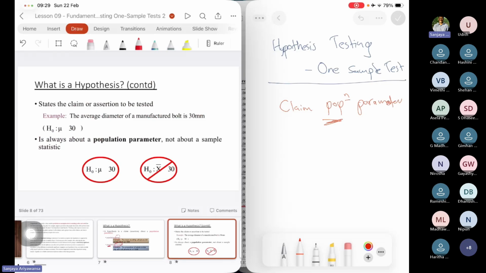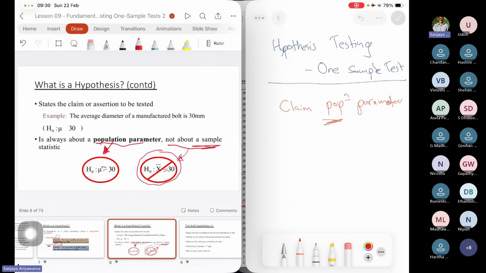So that's what I try to highlight here. It's very, very important that you understand that we are making claims on the population. What I'm trying to say is we are not making claims about the sample. We are making claims about the population, because with these small things in the midst of all this information, you can make mistakes. Hence I am emphasizing this fact.